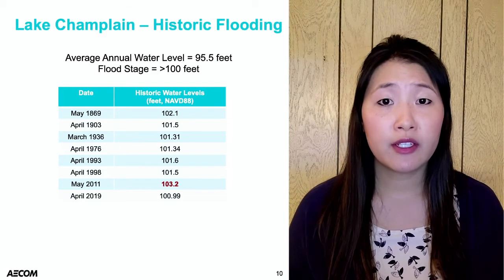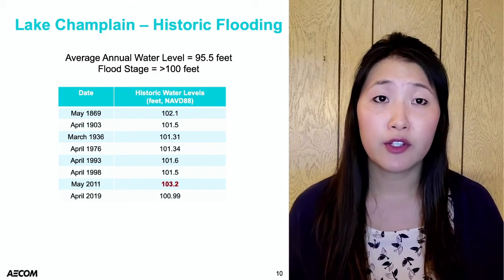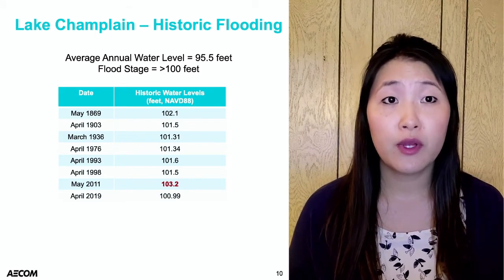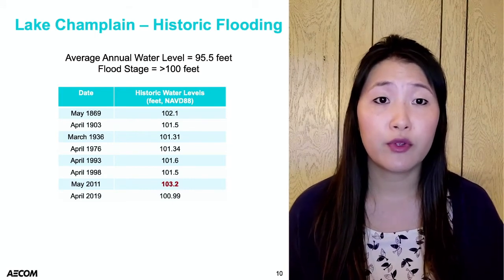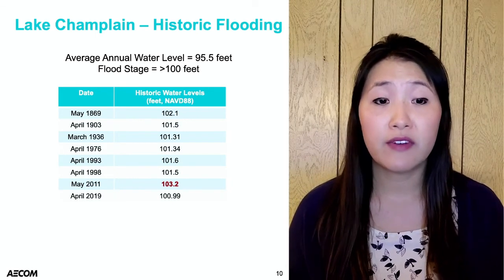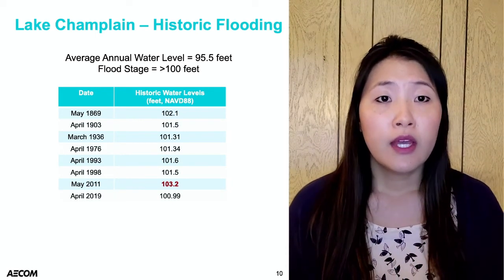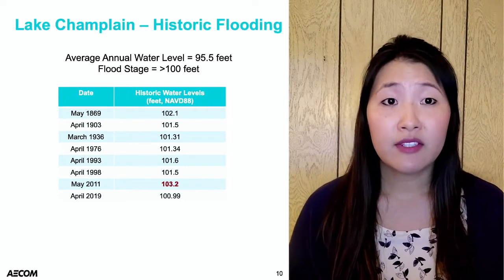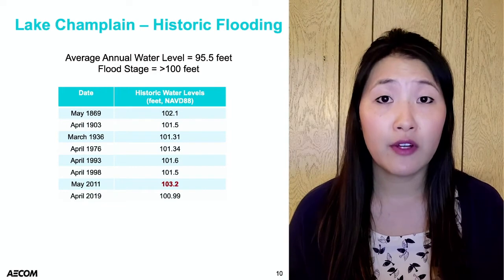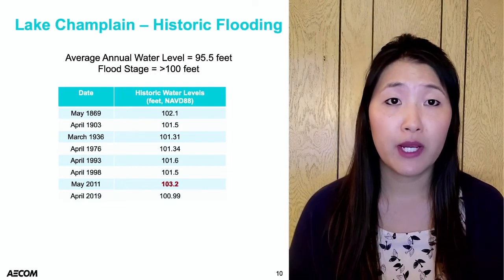So the flood of record is the May 2011 flood, a recent event where the lake reached a flood stage of 103.2. As you can see, that's considerably higher than previous events. The return period for the May 2011 flood exceeded the 500 year. As mentioned, it was the highest lake levels and flows ever recorded for the lake. It is attributed to record snowfall in the area, followed by an intense spring rain.